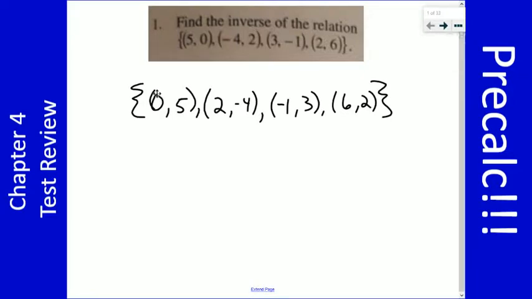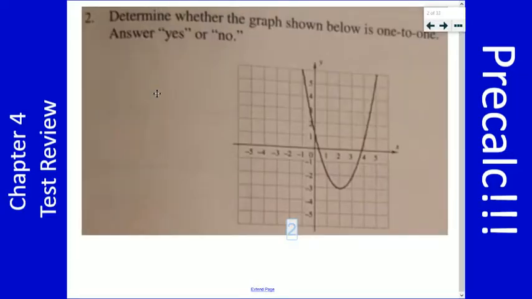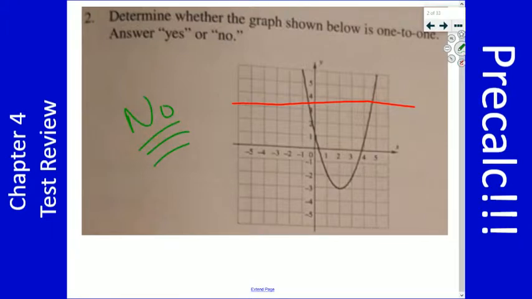Okay, so that's it for number 1. Moving on to number 2. Determine whether the graph shown below is 1 to 1. Answer yes or no. The easiest way to tell whether a graph is 1 to 1 is to use the horizontal line test. So we make a horizontal line, and we ask ourselves, does that horizontal line ever hit the graph in more than one spot? If it ever does, then the graph is not 1 to 1. So this hits in more than one spot all over the place. Like right here and right here, it's hitting the graph in more than one spot. So that is not 1 to 1. No. Not 1 to 1. Okay, cool.